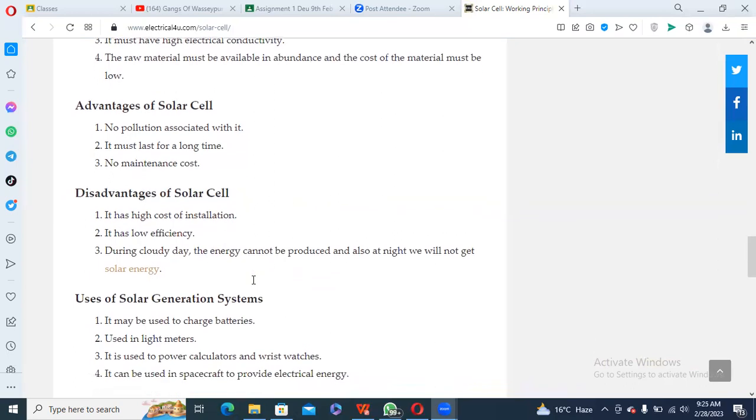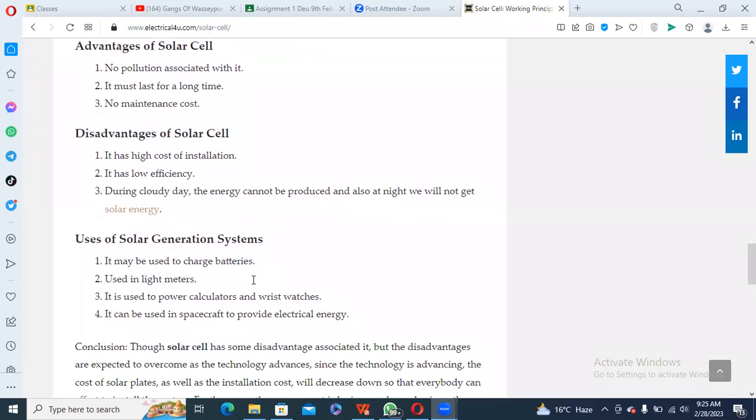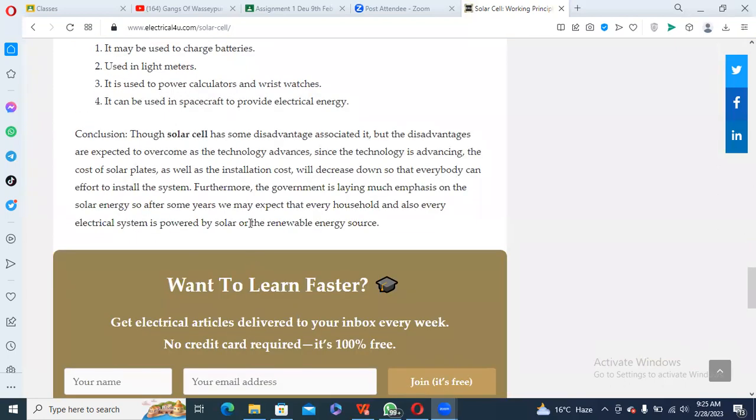Solar generation systems are used to charge batteries, and in light meters, calculators, wristwatches, and spacecraft to provide electrical energy.